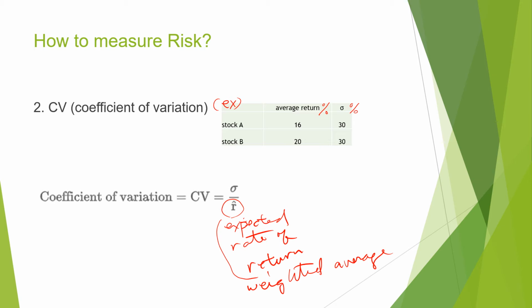So in this case, we use a coefficient of variation. So coefficient of variation here is CV is standard deviation 30% divided by 16, right? That gives me 1.87. And then in this case, 30 divided by 20, right? Average return. And then that gives me 1.5. So we can say this is riskier, right? Stock A, because average return is lower and still have the same level of standard deviation.